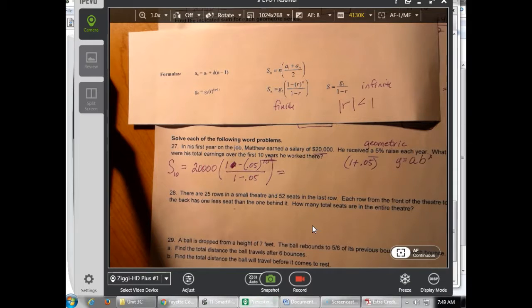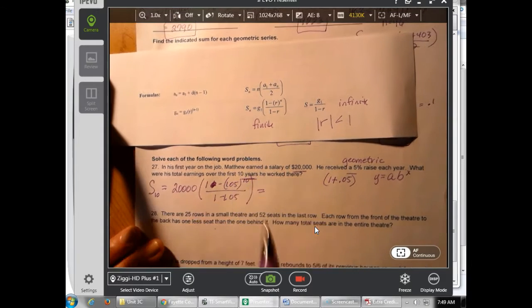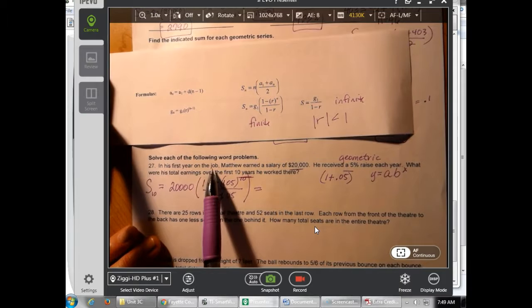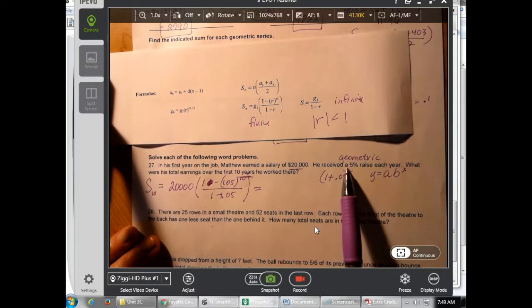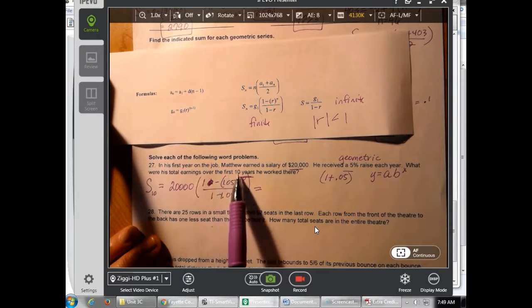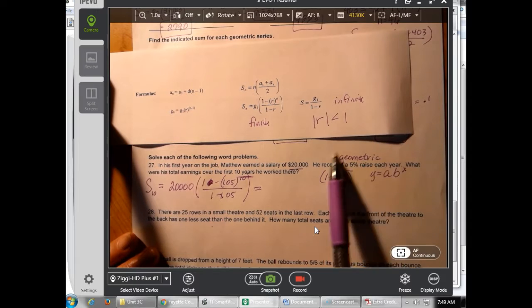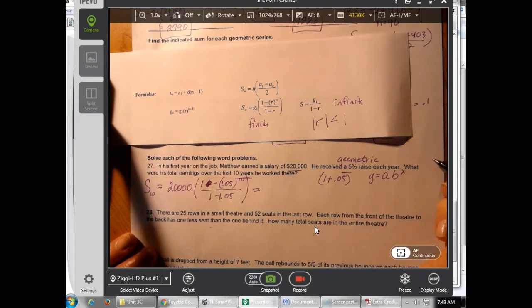Okay, so I had a brief interruption there, but I just want to show you this problem here. So let's continue on with this. In his first year on the job, Matthew earned a salary of $20,000. He received a 5% raise each year. What were his total earnings over the first 10 years he worked there? So this is geometric, and remember that that fits with exponential.